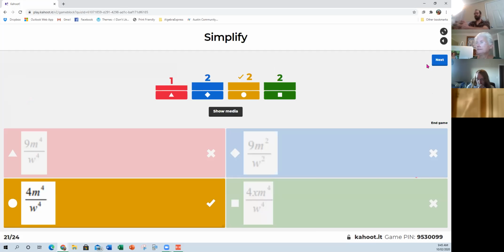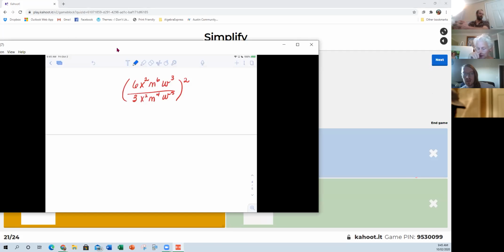So let's look at this. There are multiple approaches to this, but to me it's easier if you don't deal with what's in the parentheses first. So that's what I'm going to do. So 6 divided by 3 is just 2.